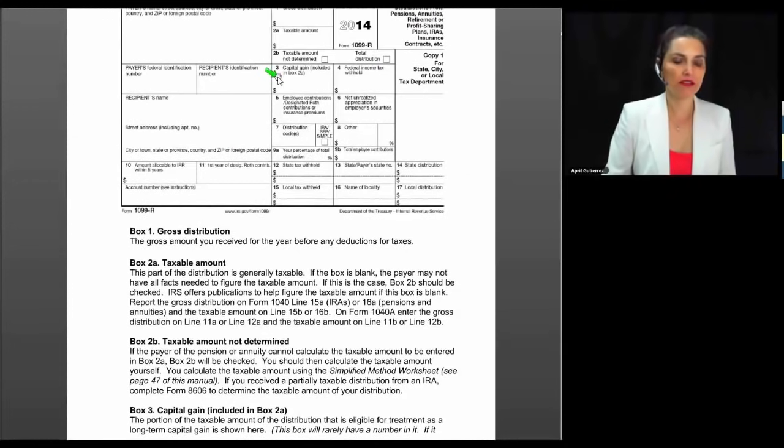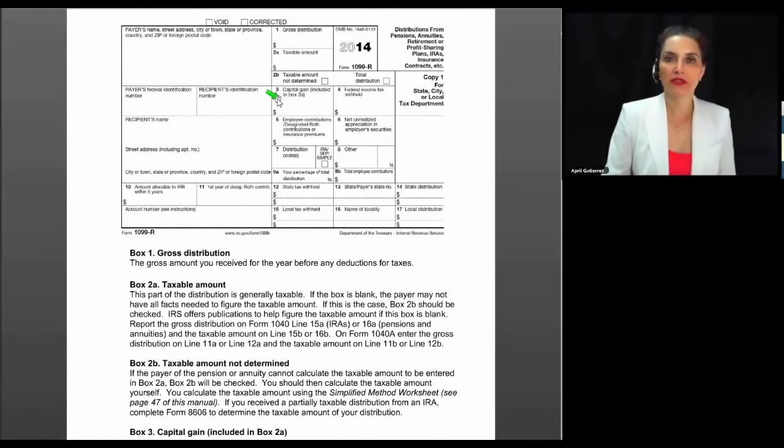Capital gain included in box 2A. Certain types of distributions from plans of individuals born a long time ago, before 1936, can qualify for special tax treatment. And if you took a distribution from a plan that belonged to a person born before 1936, then there could be a number in this box.